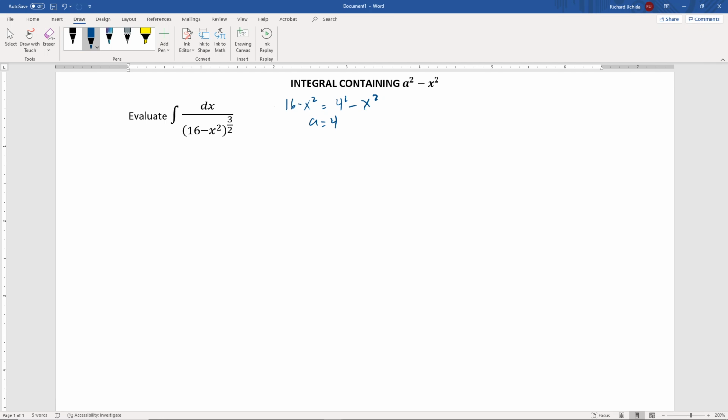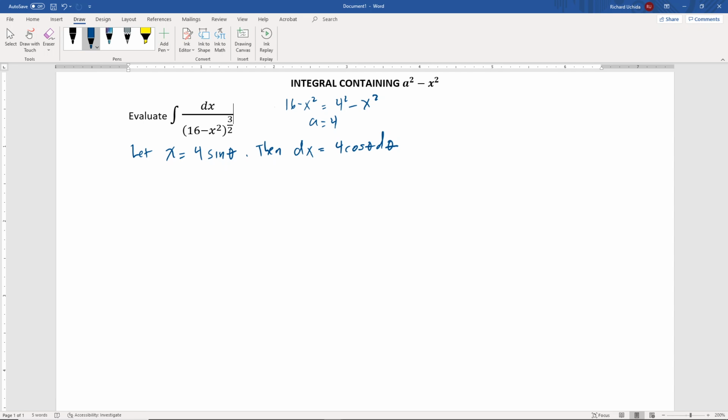So what we would do is we're going to let x equal a times sine of theta, which in this case will be 4 sine of theta. So that gives you then that dx is equal to 4 cosine of theta d theta.